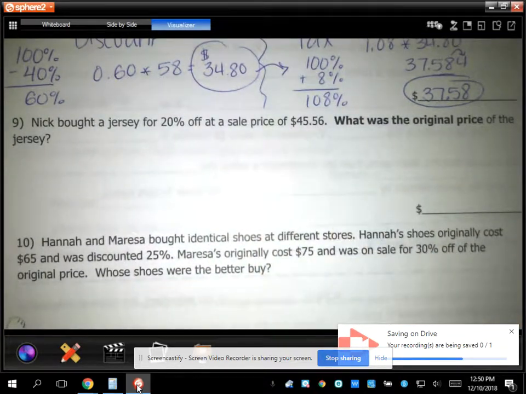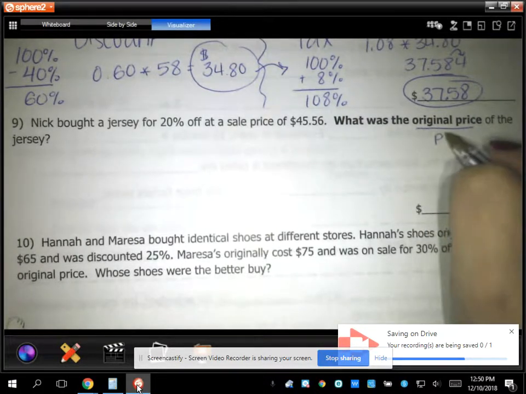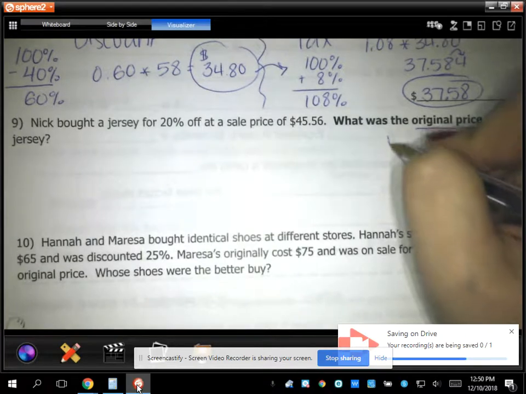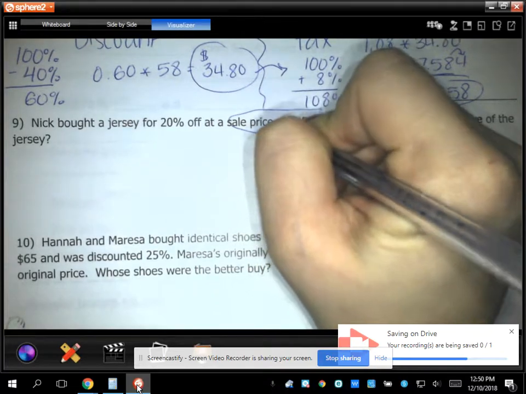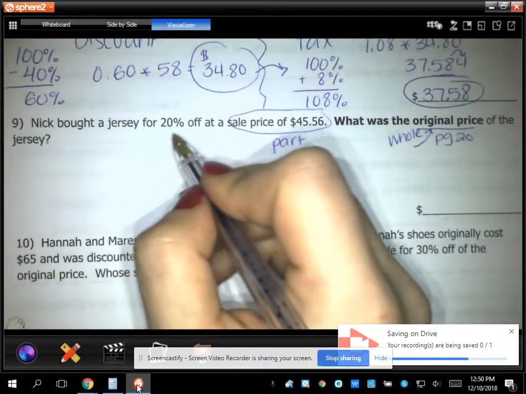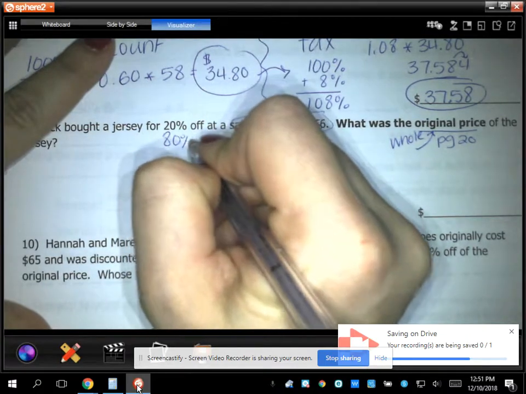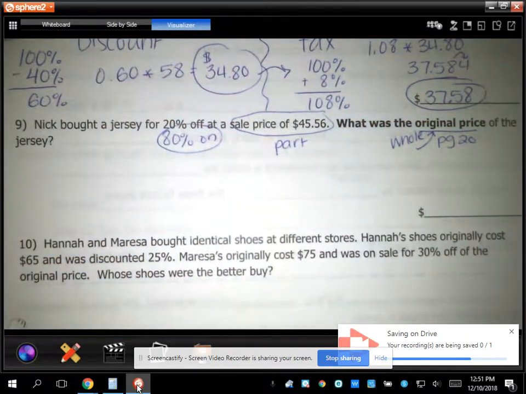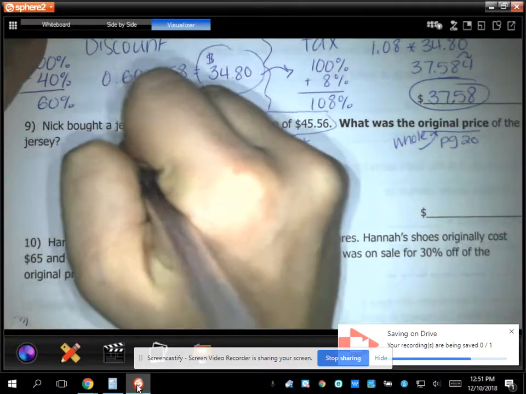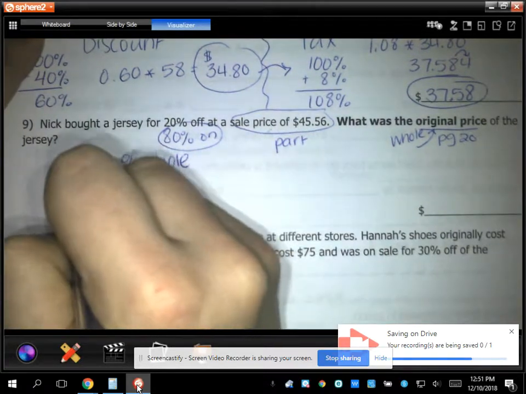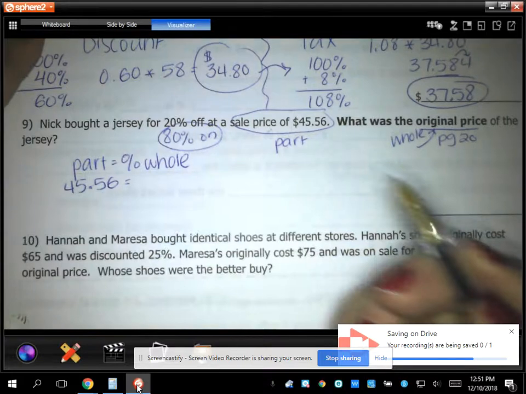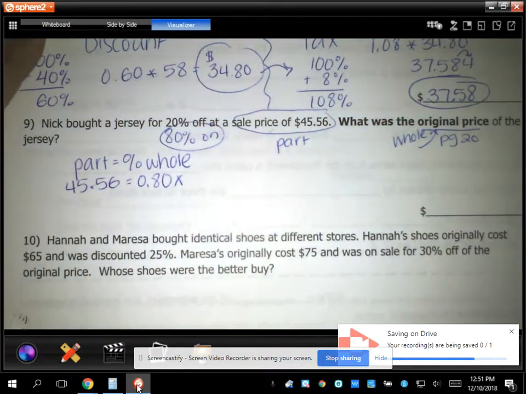All right, next problem. Nick bought a jersey for 20% off at a sales price of $45.56. What is the original price of the jersey? This is like what we did on page 20. So the original price is the whole price. That's what we're trying to find. And they gave me the sales price, which is the part of the price that you had to pay because there was a discount. Now, if it's 20% off, that means that there's 80% left on. So we're going to use 80% as my percent. So I'm going to write down part equals percent times whole. The sales price is my part, so it's $45.56 equals 80% of the original price.